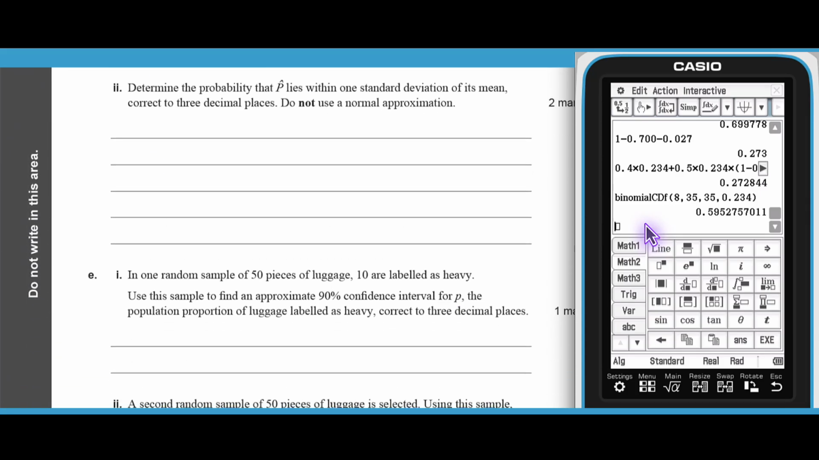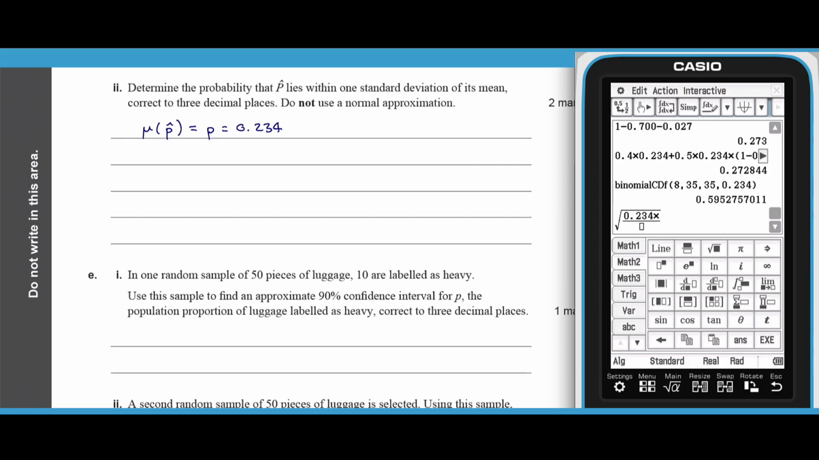In Part D, Part 2, we need to know the mean and the standard deviation of p hat so that we can find the probability that it lies within 1 standard deviation of the mean. The mean of p hat doesn't require much calculation. The standard deviation will be equal to the square root of p times 1 take p over n.